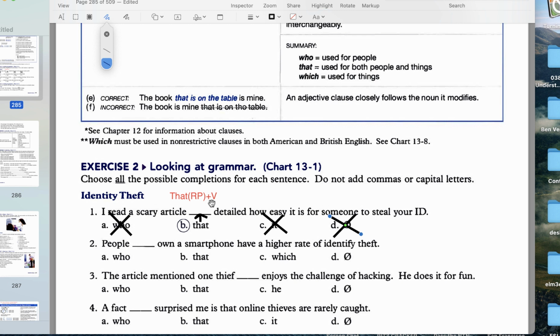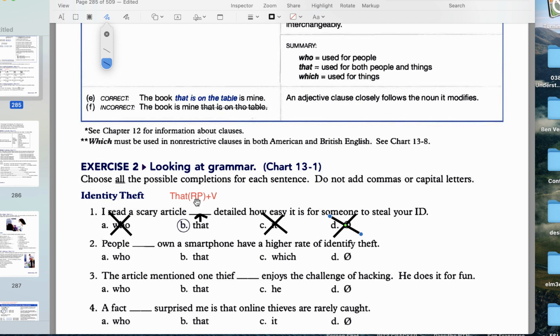So if we put that in there, "I read a scary article that detailed how easy it is for someone to steal your ID." If we tried to do it without it, it would sound like this: "I read a scary article detailed how easy it is for someone to steal." What detailed? We're not sure what detailed. We have to be sure that the reader knows it was the article that detailed. So we need that subject there.